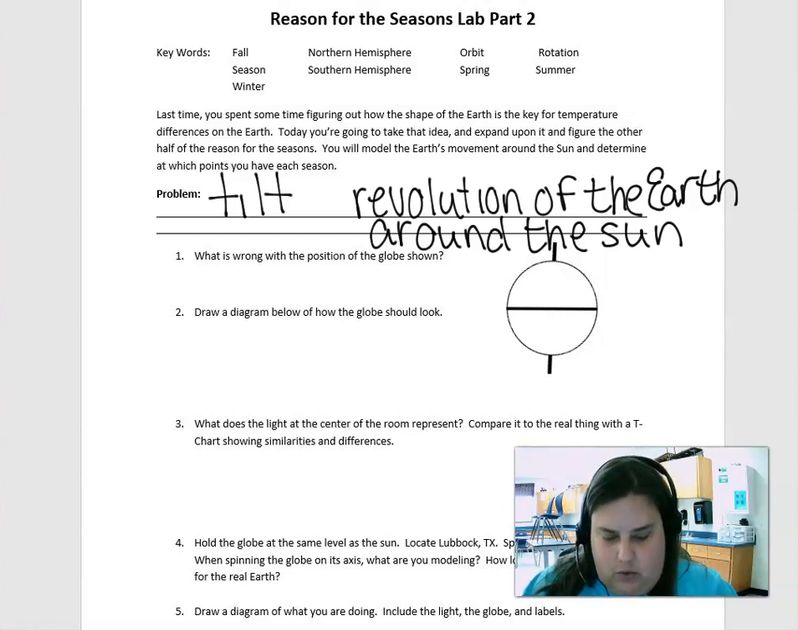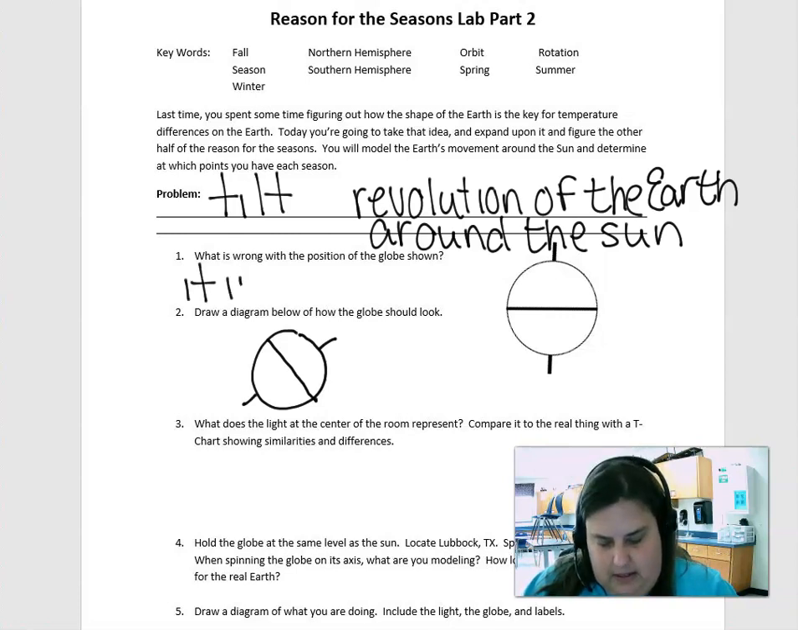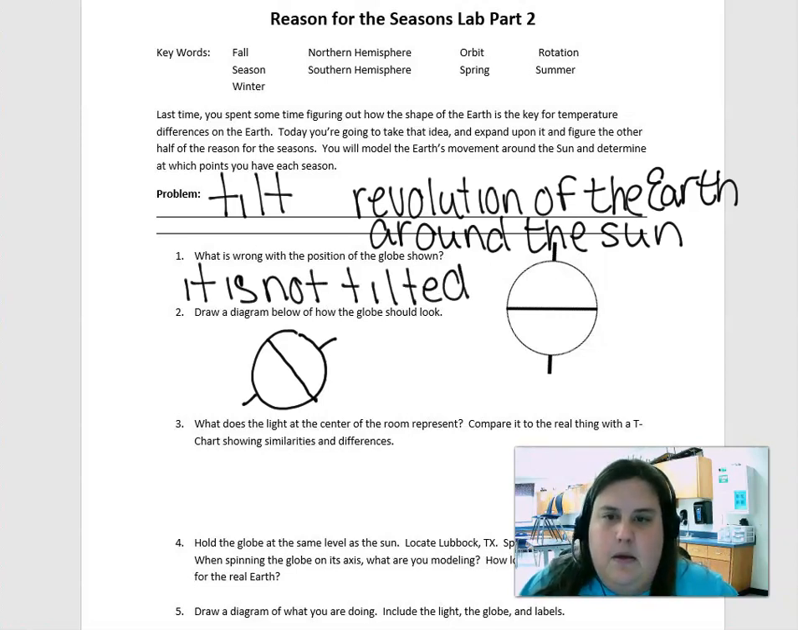And so we're going to draw an Earth that is tilted, just like that. Okay, and what is wrong with it? It is not tilted. And then it's going to ask, what does the light at the center of the room represent? So the light is going to represent the energy that we are getting from the sun.